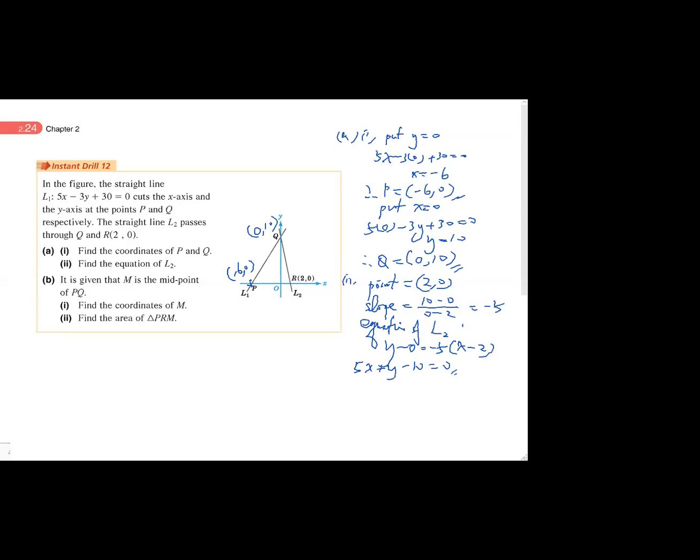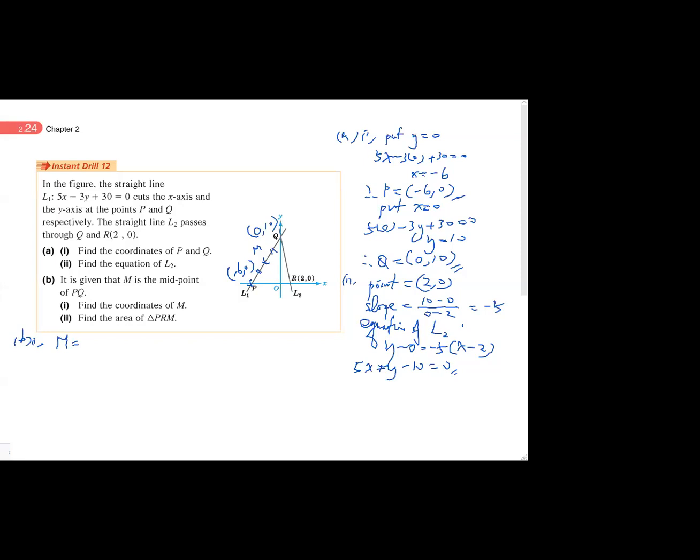Is that all right? Then part B1: it is given that M is the midpoint of PQ. So M is somewhere here. Since it is a midpoint, the coordinates of M can be calculated by the midpoint formula: adding the x coordinates together divided by 2, and adding their y coordinates together divided by 2. So the coordinates of M will be (-3, 5). Okay, answer.